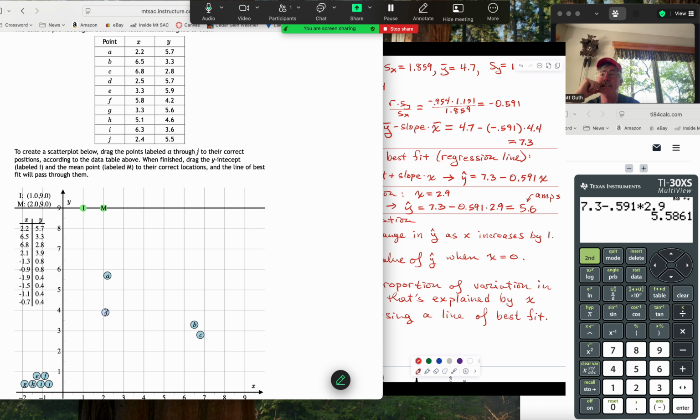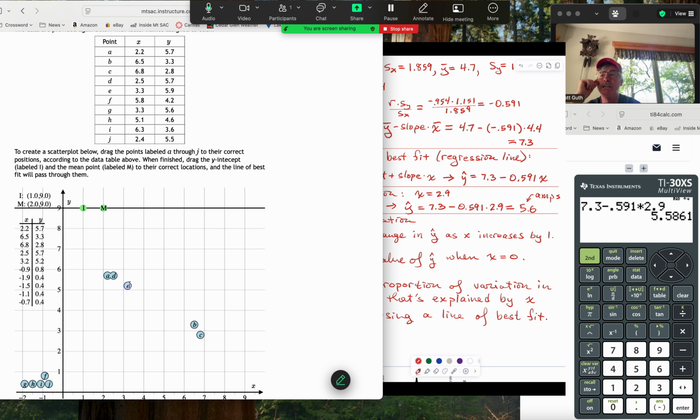Okay, so at D we're supposed to do 2.5, 5.7 up here. 2.5, 5.7. So 2.5 is here. 5.7 is going to be down here somewhere. 2.5, 5.7 right there. Oh, it didn't let go. Dang it. There we go. Got to click it again sometimes. If I do a deep click, I get in trouble.